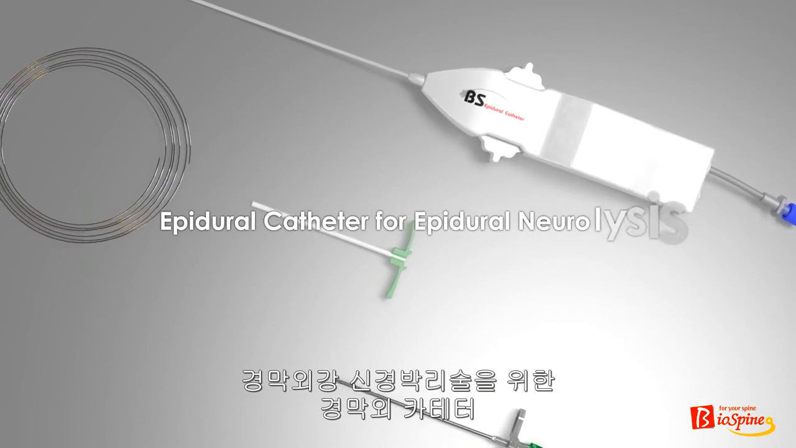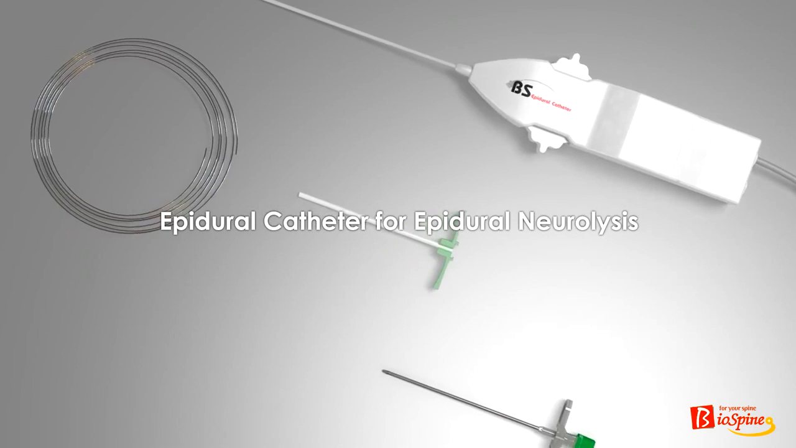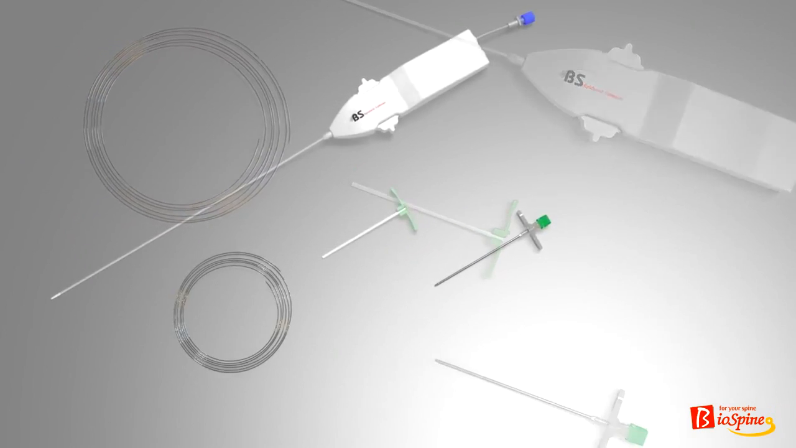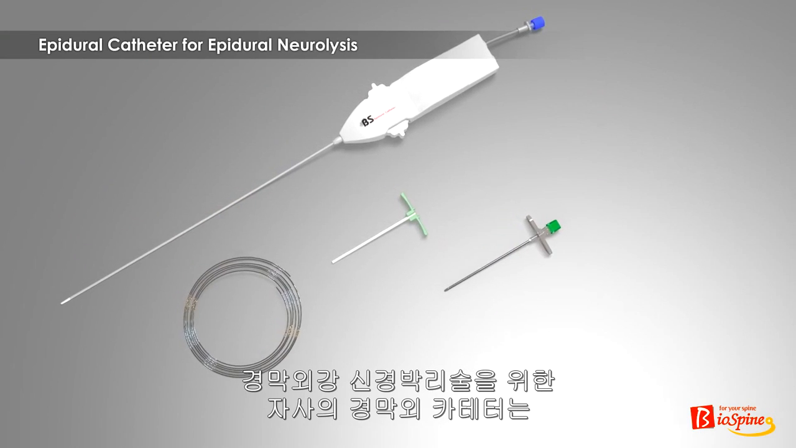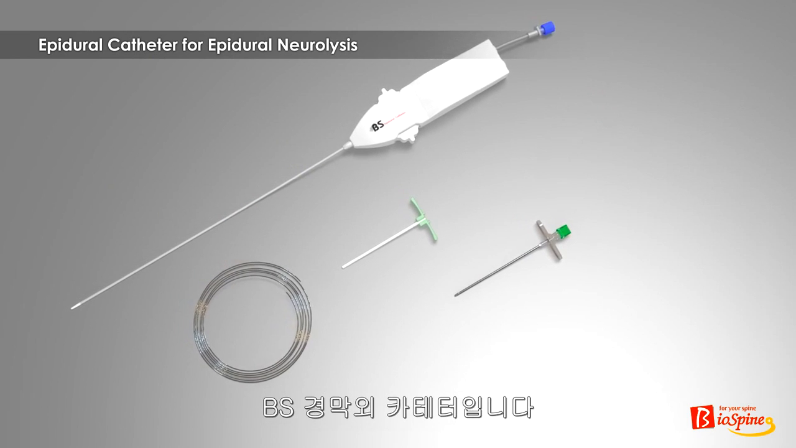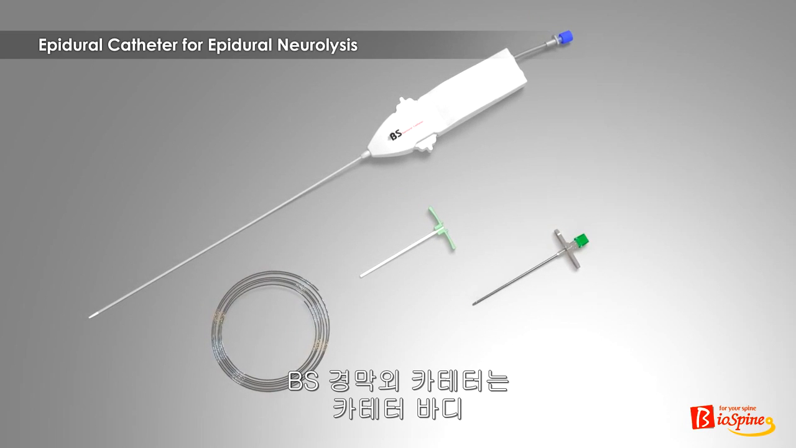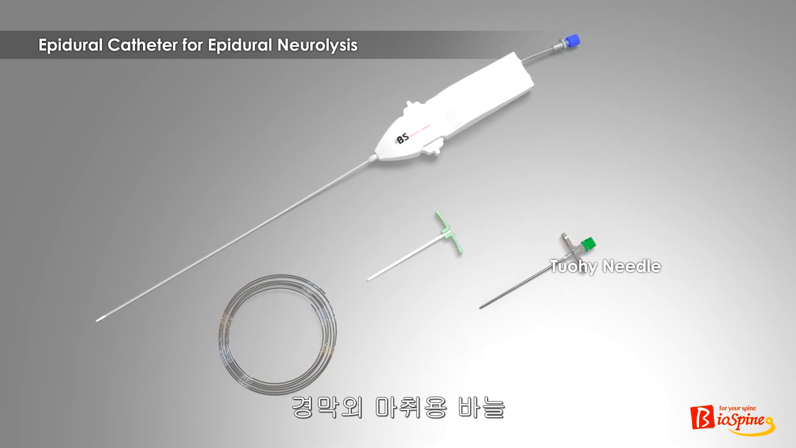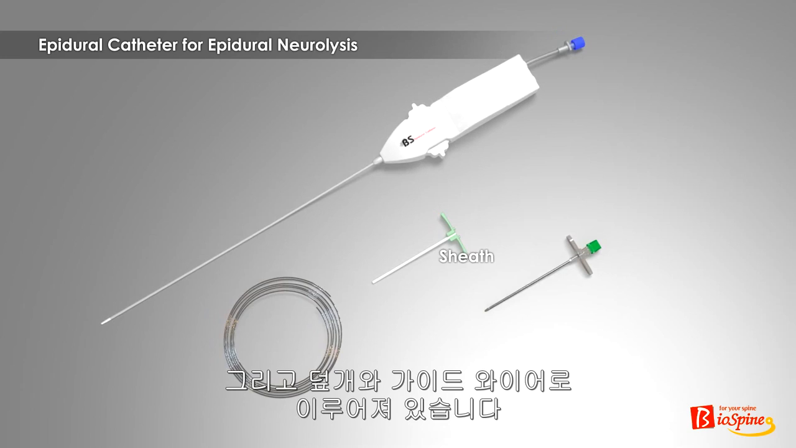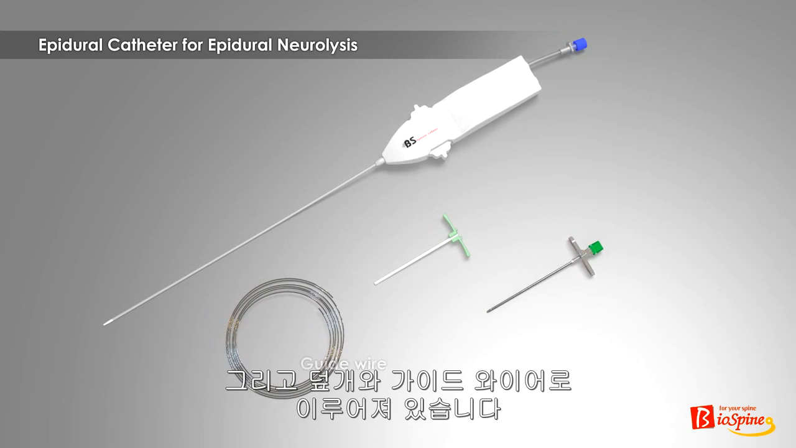Epidural catheter for epidural neurolysis. Product of our company for epidural neurolysis is BS epidural catheter. BS epidural catheter includes catheter body, toy, needle, sheath, and guide wire.